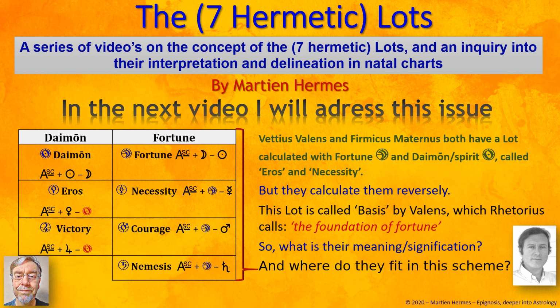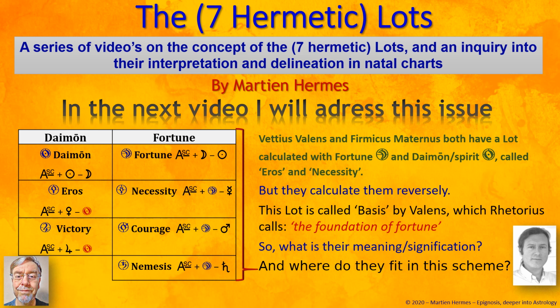So why is this important? Because this lot is called basis by Valens, and Rhetorius calls it the foundation of fortune. And as Hellenistic astrology has a lot to do with fate principles, fortune principles, calling it basis, the foundation of fortune, is a very important factor in trying to understand what it's about.